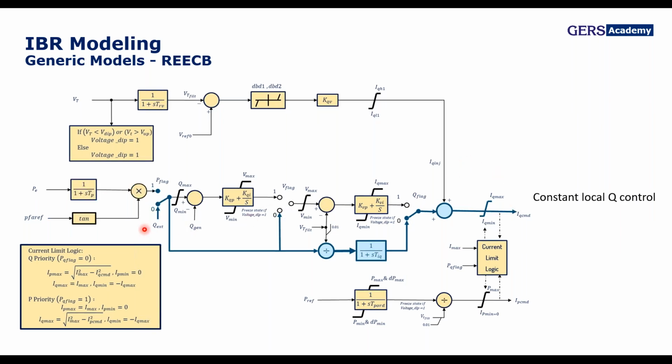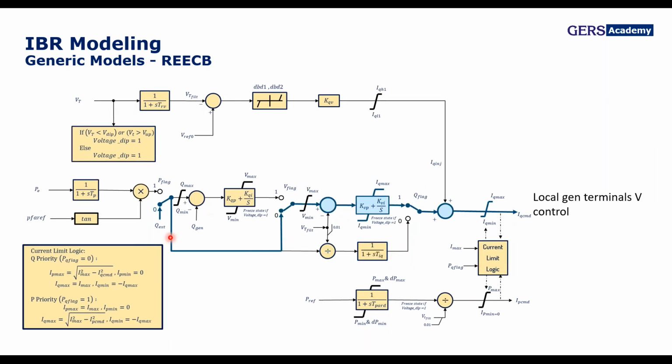The other strategy just follows the local Q control. So you only follow the reactive power here. The initial point from reactive power will be your set point, as is seen here.